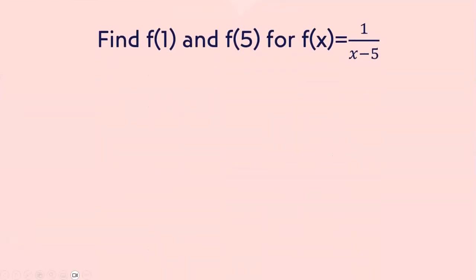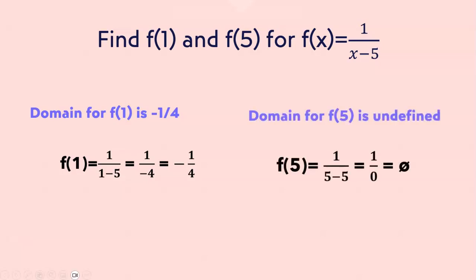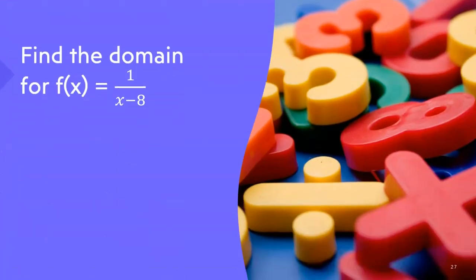If you have f of 1 and f of 5, you need to find them for this function, 1 over x minus 5. First of all, f of 1, you'll find that it is negative 1/4, so f of 1 is negative 1/4. If we plug in 5, 1 over 5 minus 5, your function is undefined. Therefore, 5 is not in the domain of this function.